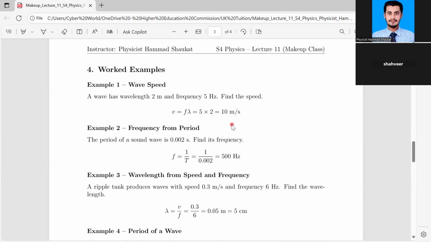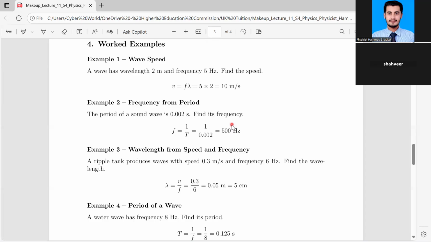Now move on towards worked examples. Here you can see example number one. A wave has wavelength 2 meters and frequency 5 hertz. Find the speed. You have to find speed. It means they're asking you to find v, and you know what the expression is? v equals f lambda.